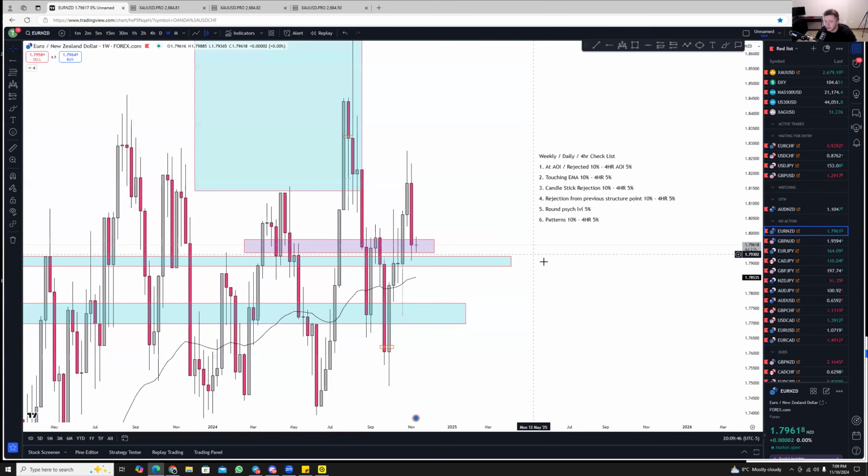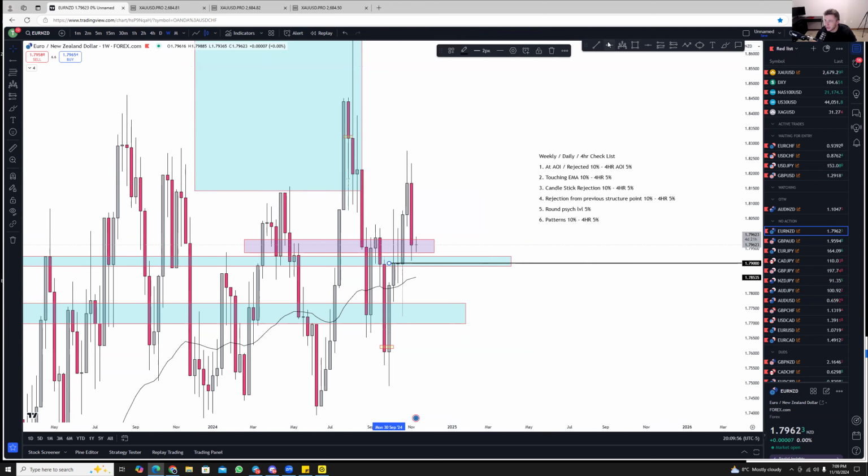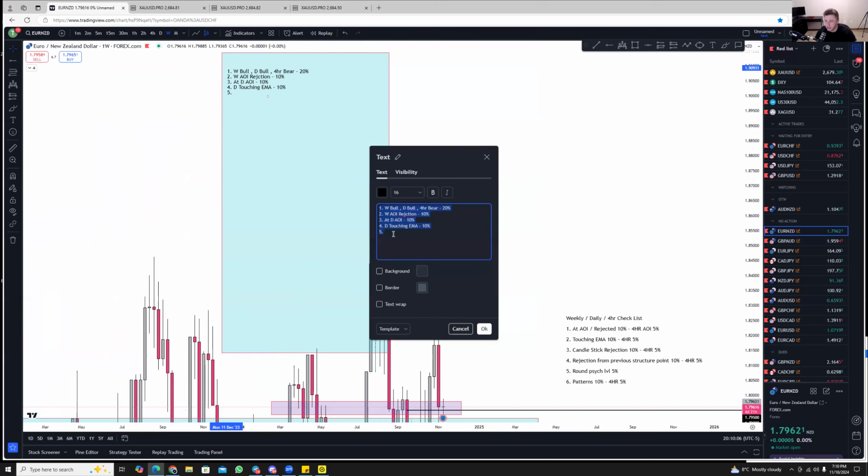Next step, round psychological level. Is there a round psychological level in here? Let's drop that down. Is there one inside the daily box? There is. So we do have a round psychological level. Rejection, round psych level, which is equal to 5%. My bad. 6.